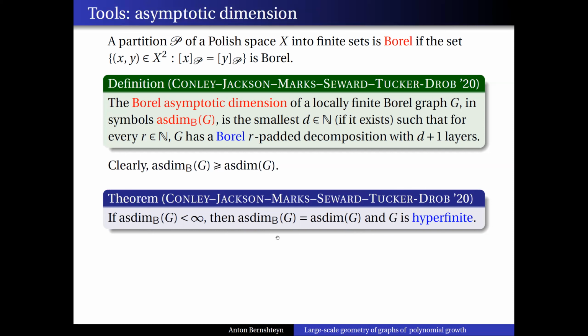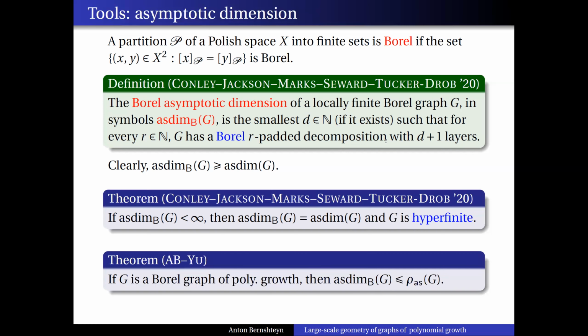And why is this a useful notion? Because when Borel asymptotic dimension is finite, the graph is hyperfinite automatically. And it turns out to be often much easier to construct these padded decompositions than to prove hyperfiniteness directly. That's how they got all these new examples of groups with hyperfinite Cayley graphs. What we prove is that the Borel asymptotic dimension of Borel graphs of polynomial growth is bounded by their asymptotic growth rate. This is an important ingredient in our construction of these coarse embeddings, because for different values of R, these padded decompositions give us the scaffolding that we use to construct the coarse embedding.